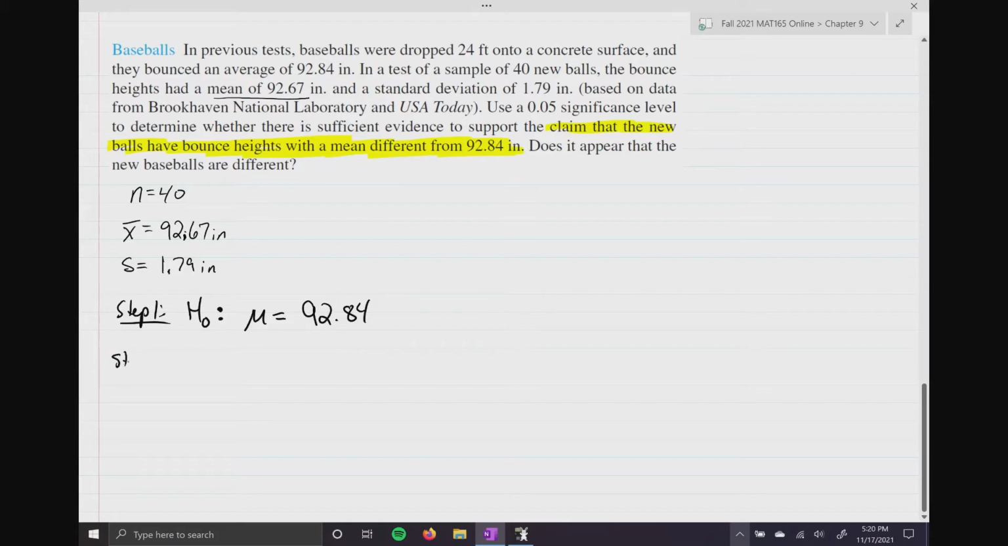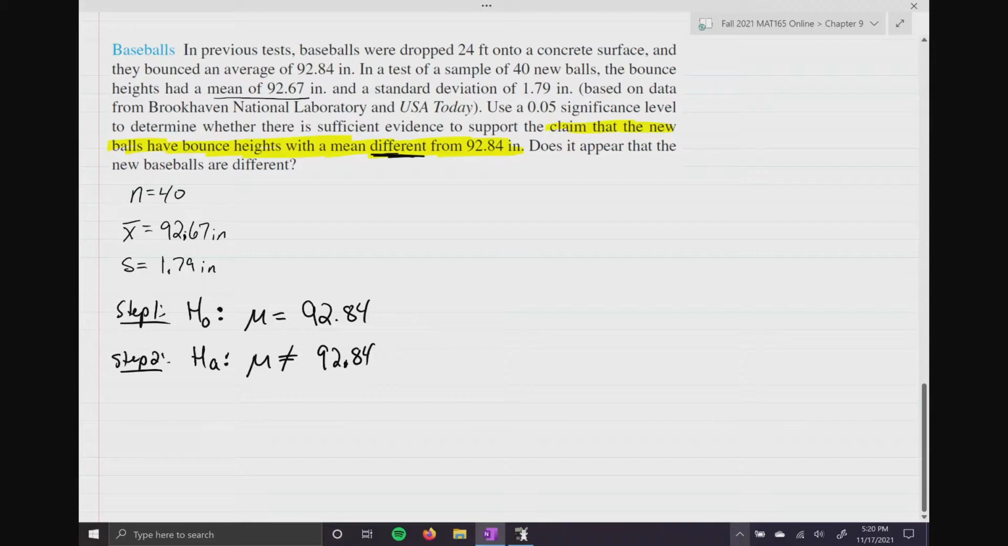Step 2 is going to be our alternative hypothesis. Now remember, the population mean is going to be the same, and the number is going to be the same. The only difference here is, what is the symbol in between? Well, if you read the claim, we see the keyword different. So this is going to be not equal to. All right?